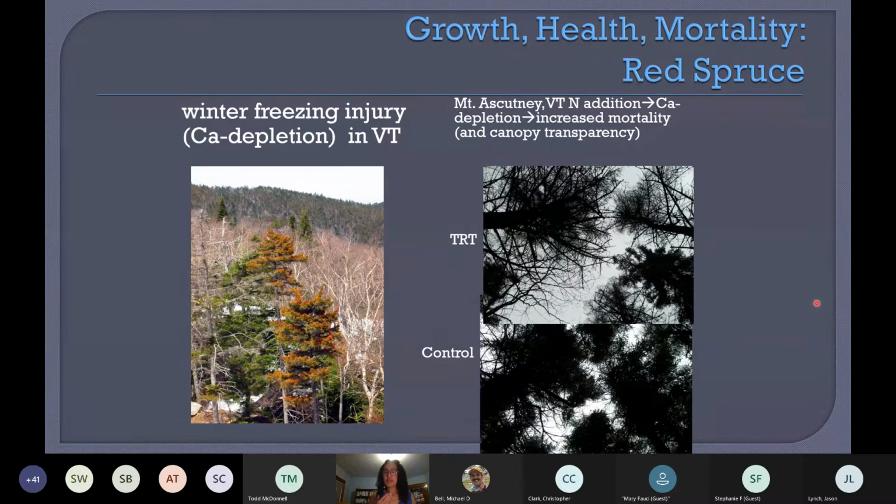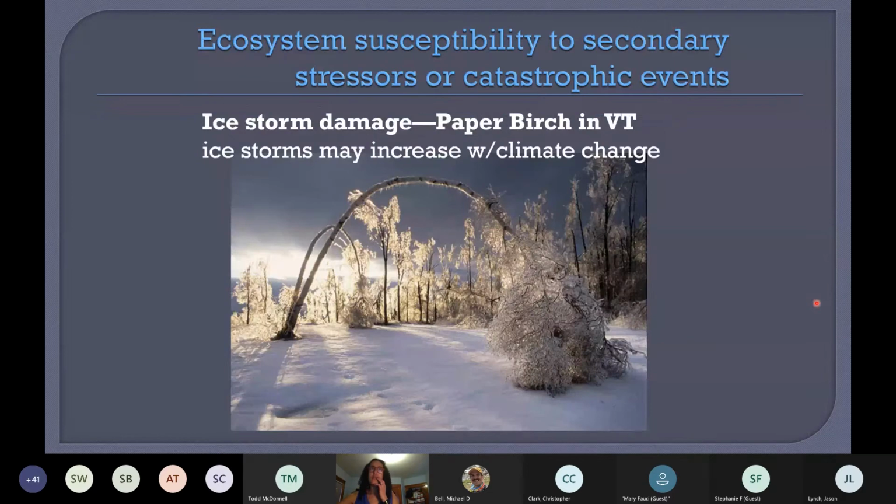So these types of secondary stressors are difficult to measure, but can result in catastrophic changes to the forest structure and composition. So I'm just going to show you one more, and this is from an ice storm that happened in 1998 in Vermont, and the paper birch trees that had been impacted by acid deposition, so that base cation, soil-based cations were depleted, essentially meaning that the calcium that the trees needed to take up was no longer available in the soil. The paper birch on those poor soils that had been impacted by acid deposition were not able to recover from the ice storm damage.